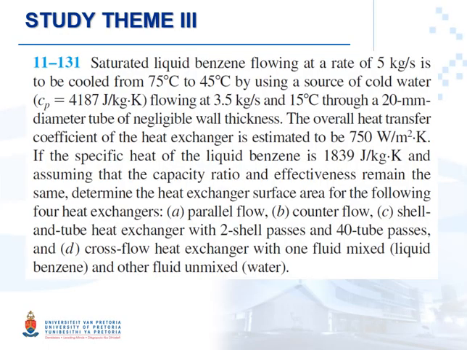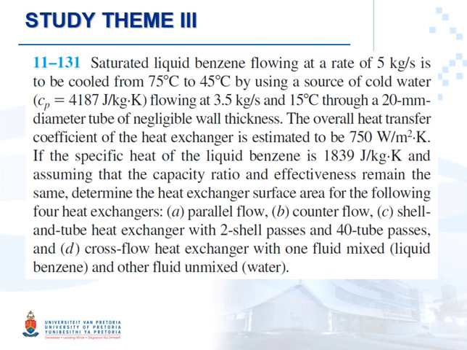Here we are going to try to solve question 11-131 of the textbook together. Saturated liquid benzene flowing at the rate of 5 kg per second is to be cooled from 75 to 45 by using a source of cold water flowing at 3.5 kg per second and 50 centigrade through a 20 millimeter diameter tube of negligible wall thickness. So let's start from here.